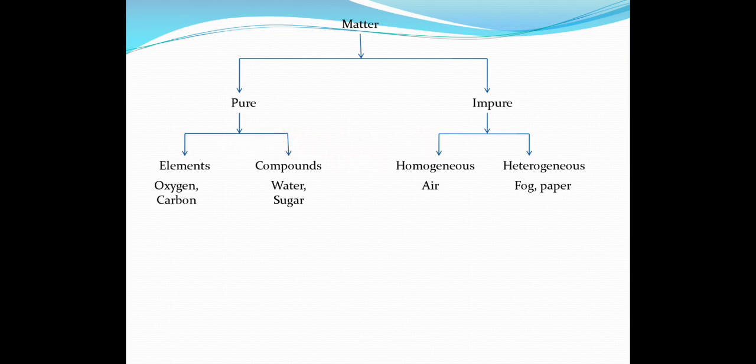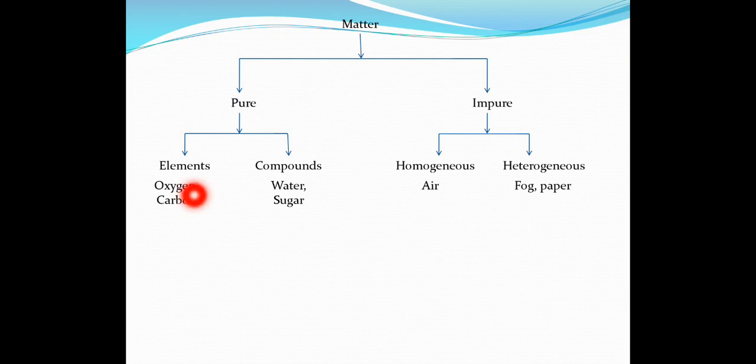Before that, a quick recap about elements and compounds. So elements, as I told you, are those substances which are made up of a single type of atom, and compounds contain two or more types of atoms. Compounds are made up of two or more elements, but in fixed proportion. They have some regular pattern.